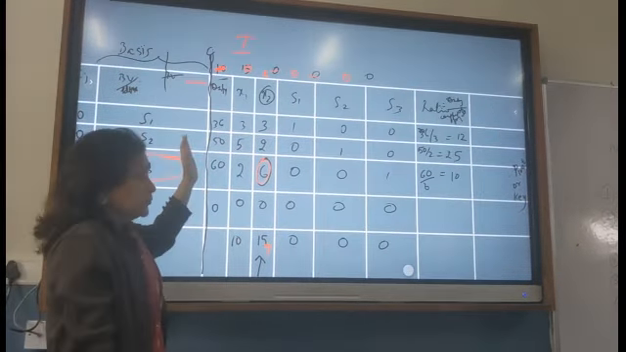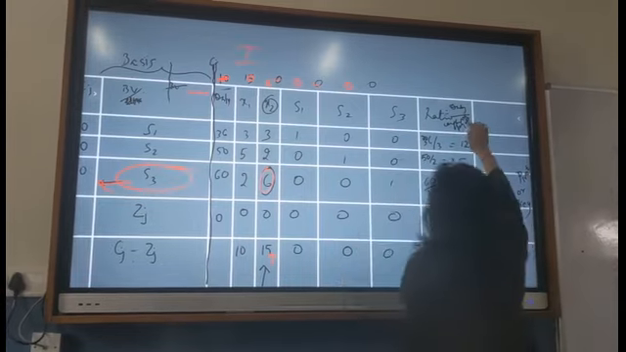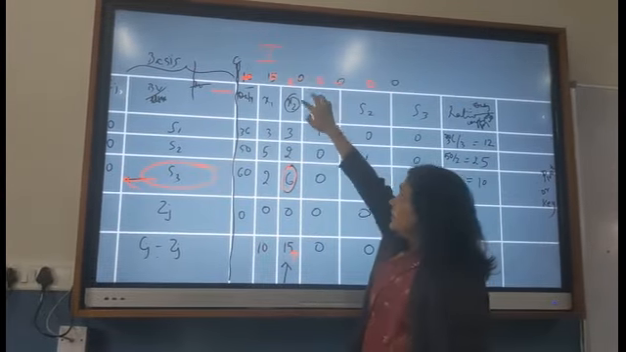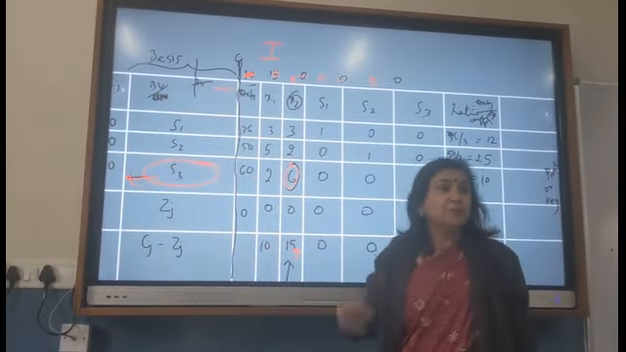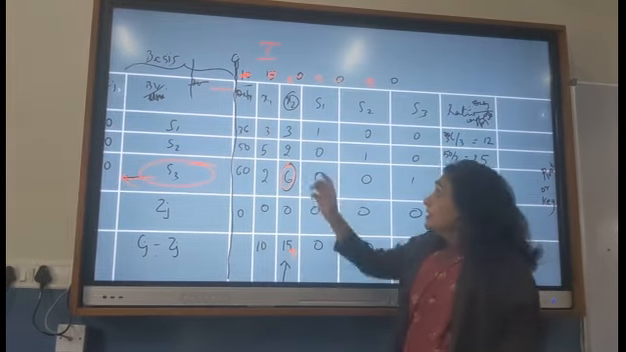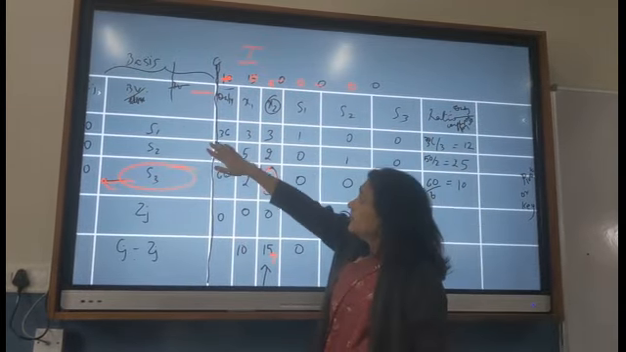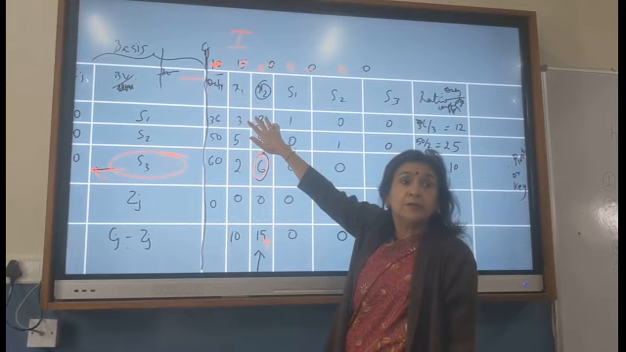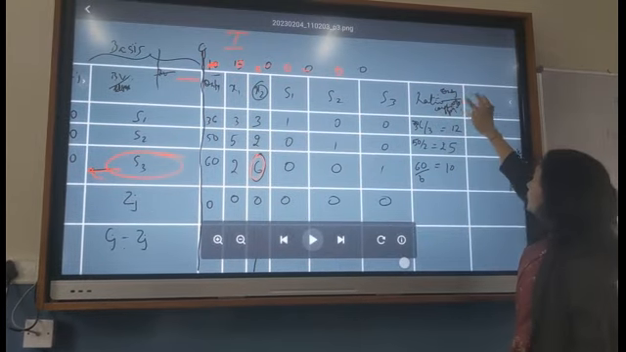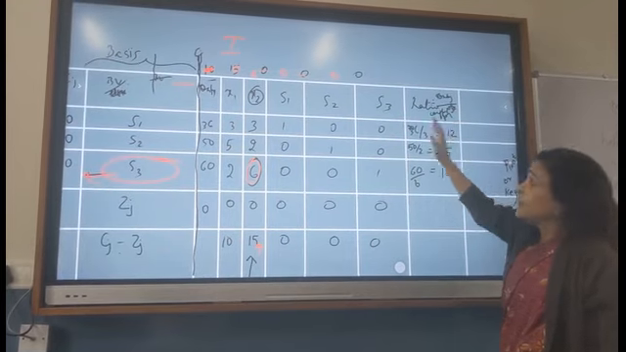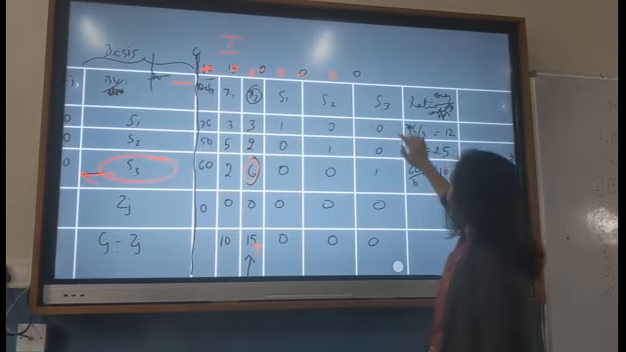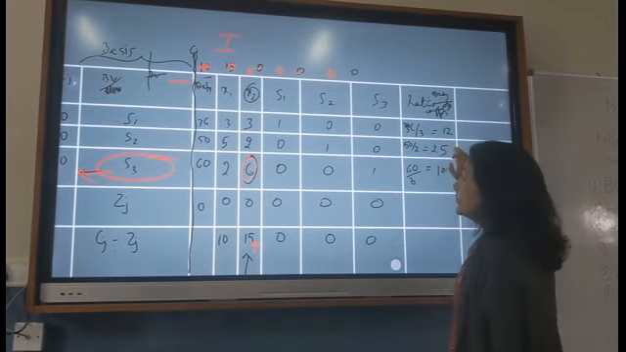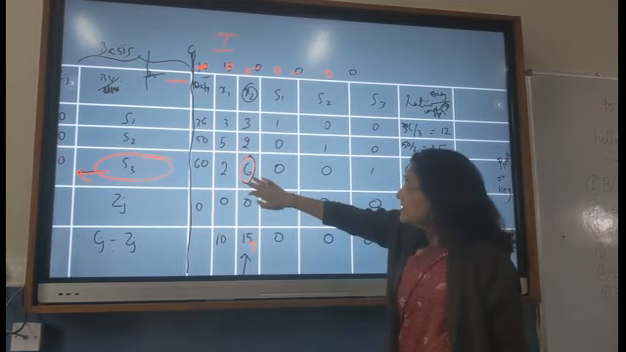To find the departing variable, we find our ratios. This column, which is our entering variable column, we call the pivot column or key column. To find the ratio, we divide each element of the quantity by the corresponding element in the pivot column, that is, quantity upon the coefficient of the key column. So, we have 36 divided by 3, which is 12. 50 divided by 2, which is 25. 60 divided by 6, which is 10.